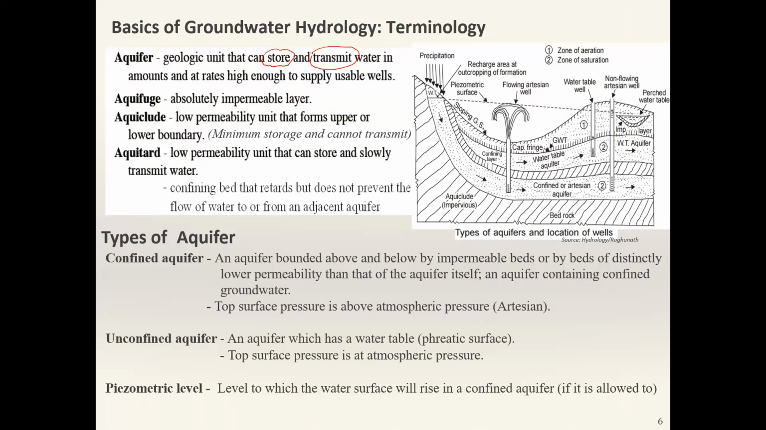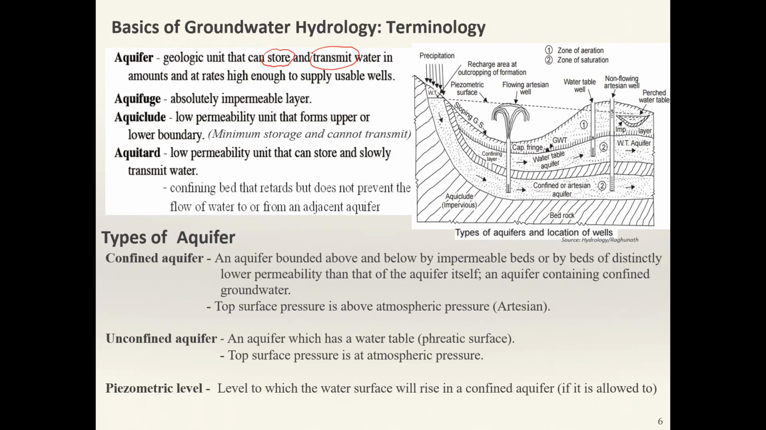Right? So what is the difference between that and the others? For example, the aquifuge. What is it? An absolutely impermeable layer. Can you give me an example? Like granite, for example. If the bedrock is formed by granite, then you know that granite is an absolutely impermeable layer, right? So that is considered an aquifuge, or very often we call it an impermeable layer.